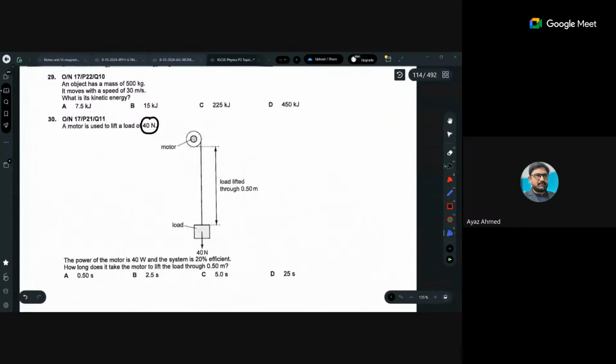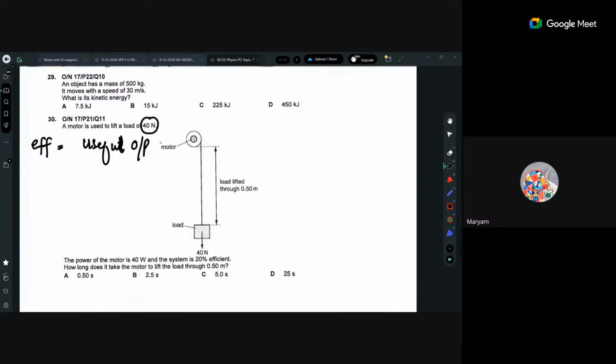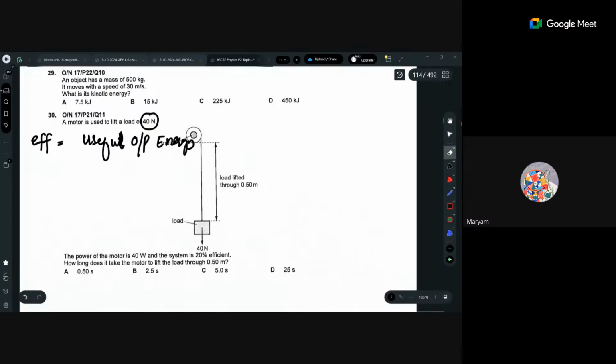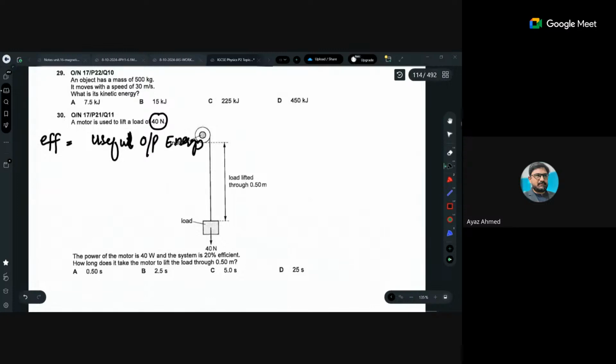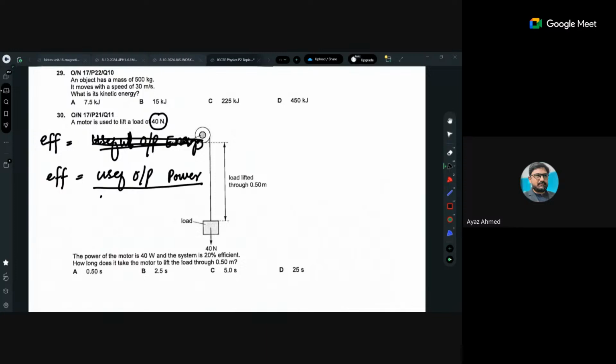I was talking about what efficiency is. Efficiency is equal to useful output power divided by total input power, times 100.